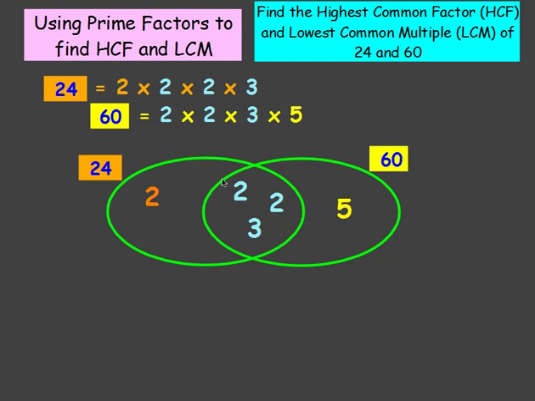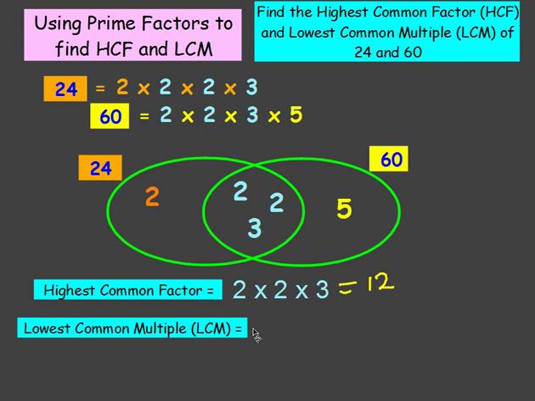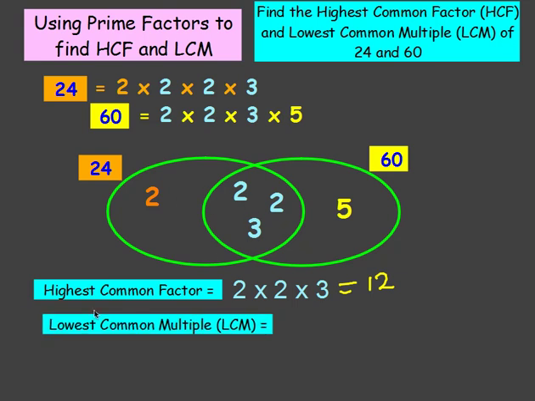So our highest common factor is the numbers in the middle multiplied together. So our highest common factor in this case is 2 times 2 times 3. 2 times 2 is 4, times 3 is equal to 12. Our highest common factor, the biggest number that divides into 24 and into 60, is 12. Our lowest common multiple is all of these numbers multiplied together. So we've got 2 times 2 times 2 times 3 times 5.